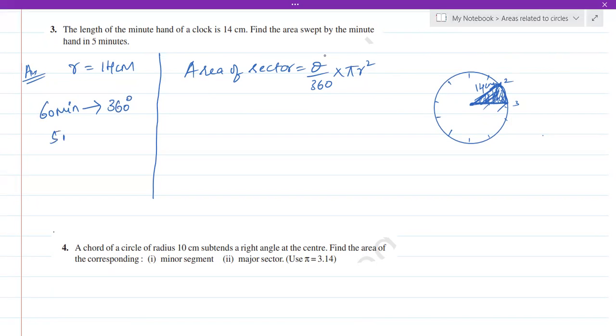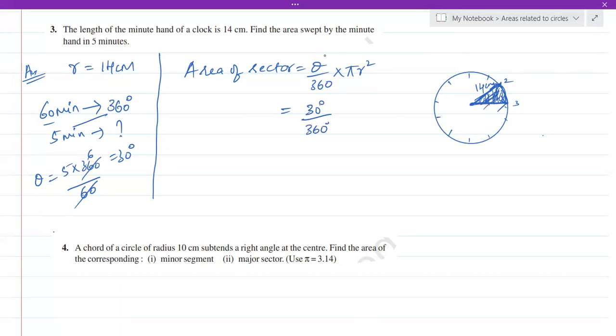So in 5 minutes, what will be the angle that is formed? Cross multiply: 5 into 360 divided by 60. 60 ones are 60, the 0 gets cancelled, 6 sixes are 36, so 5 sixes is 30. So the angle formed is how much? 30 degrees. For each 5 minutes it will be 30 degrees. So theta is 30 degrees.